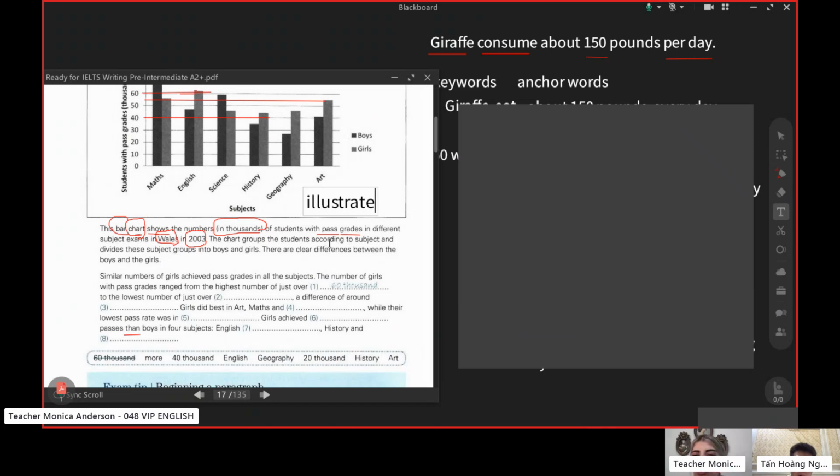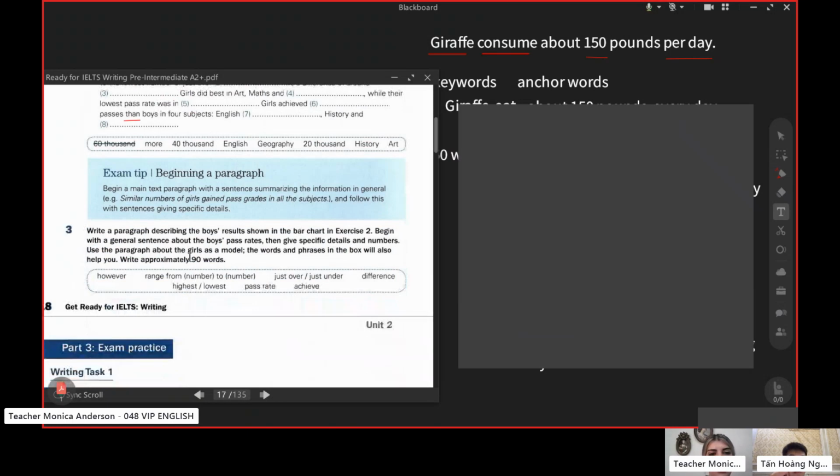Illustrate means show. Illustrate, show. So you can say illustrate number, and for the students who, for example, succeed, pass grade, it means who were successful, you can use that. And of course, according to the subject, we don't need to change the subjects because they're anchors.